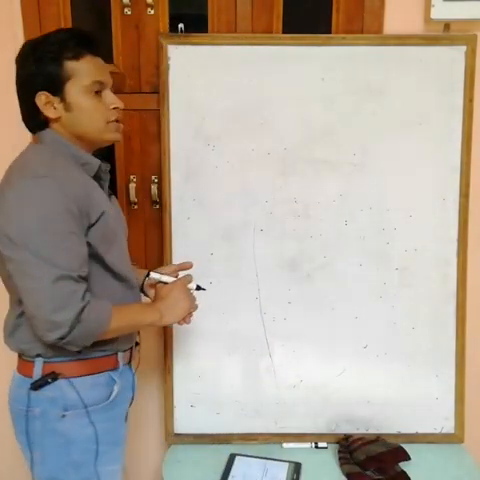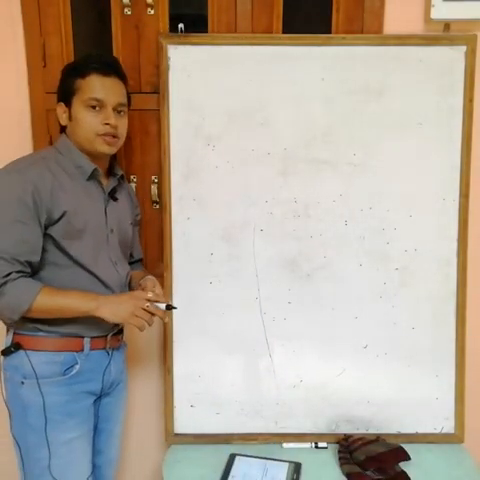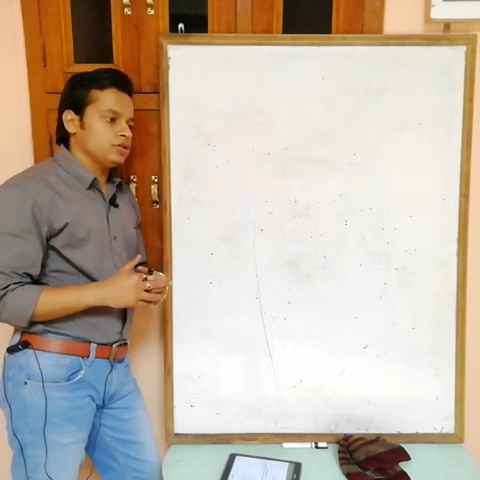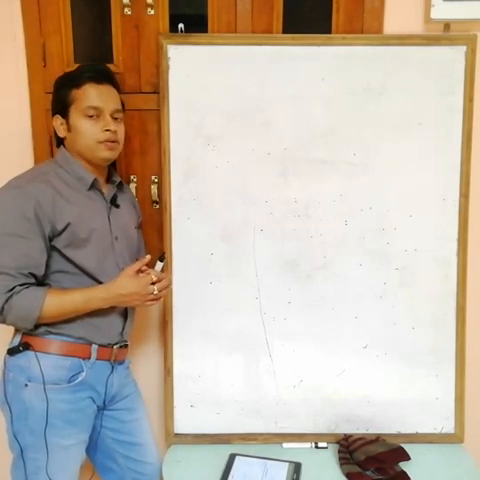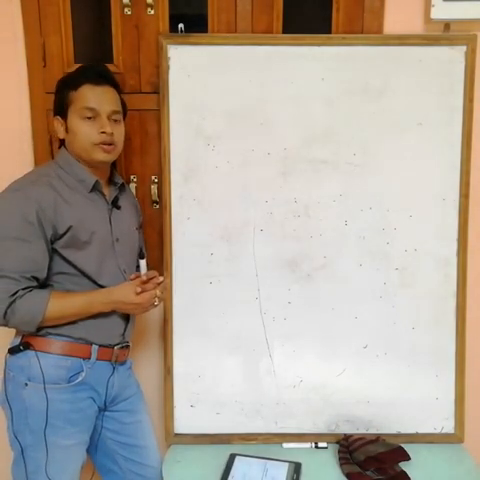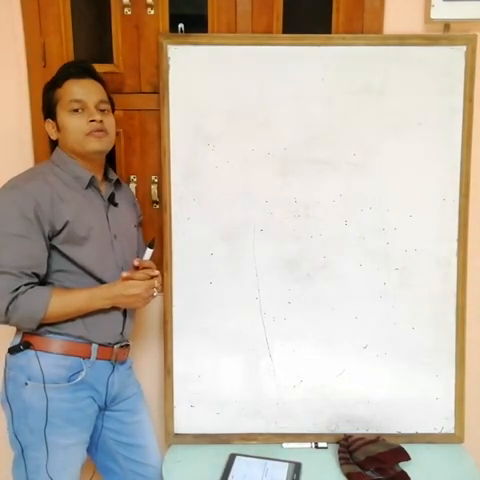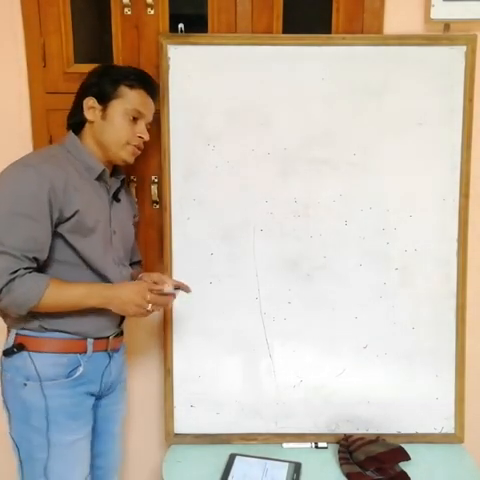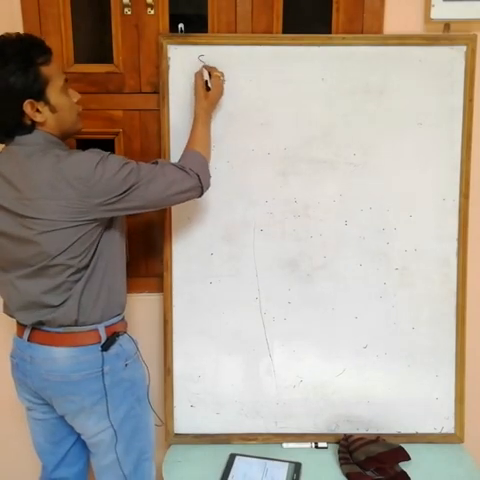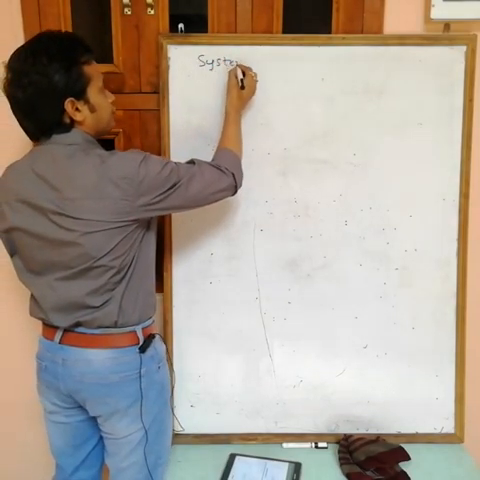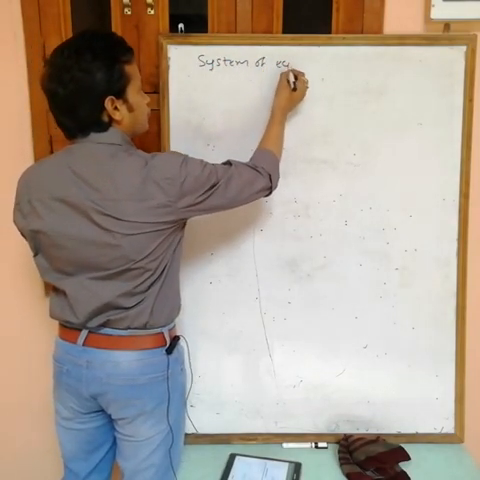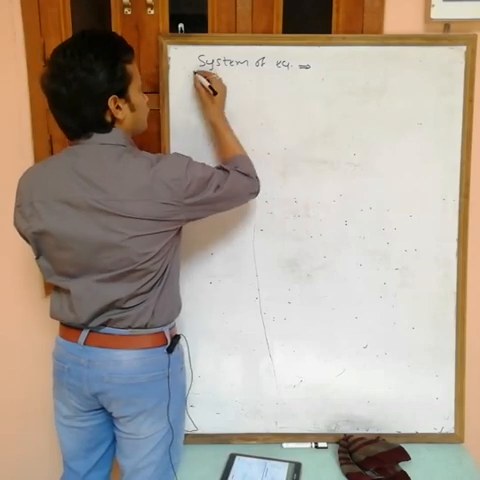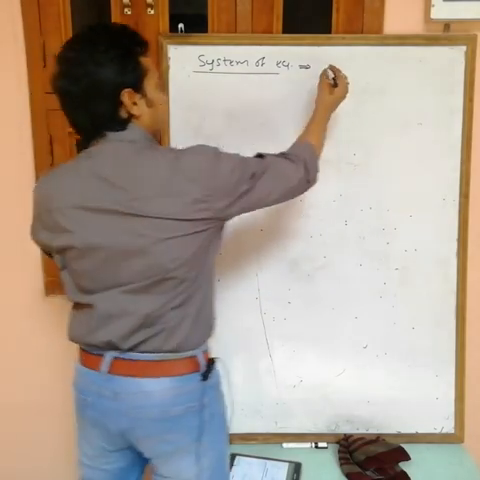Now next is system of equations. System of equations we had also solved by using Cramer's rule, no? Same thing, but this time with the help of matrices. So system of equations, this time the matrix method.